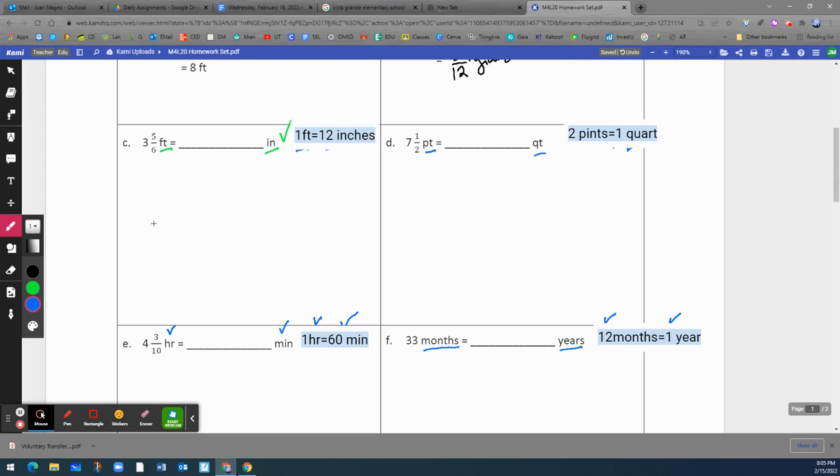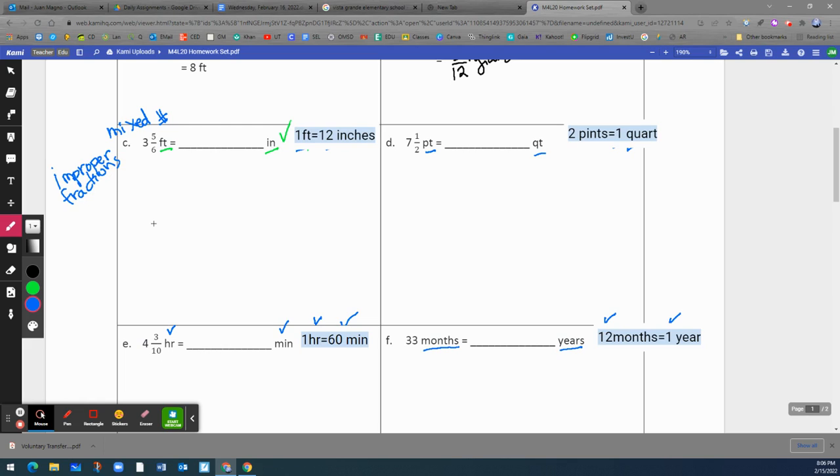What you're gonna do on these problems is the first thing, you're going to convert this mixed number to an improper fraction. And just a reminder, an improper fraction is a fraction in which the numerator is greater than the denominator.